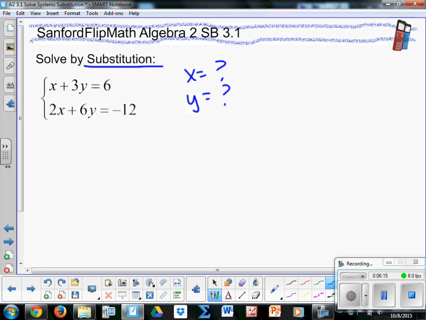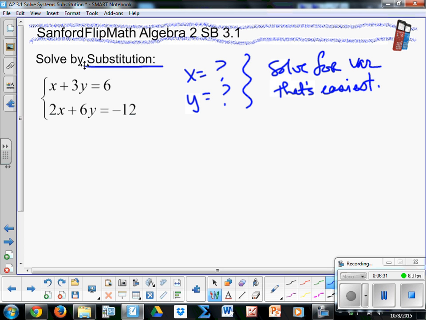So what I'd like to do is solve for one of them, and I want to solve for whatever variable is easiest to solve for. Which one is the one that's easiest to get by itself? Well, I'm here to tell you that this x is almost by itself right now. So what I'd like to do is take that equation and solve for x.